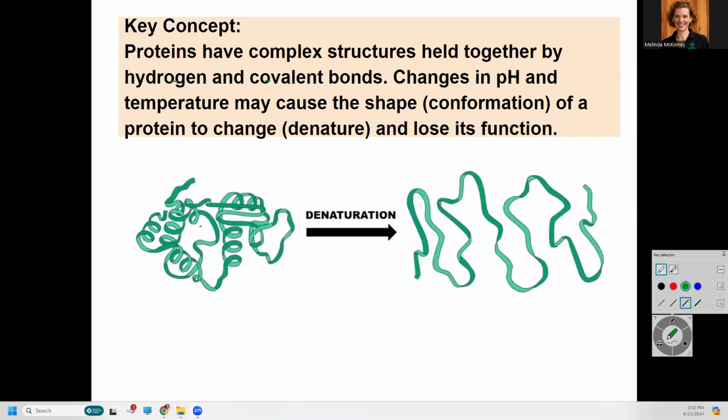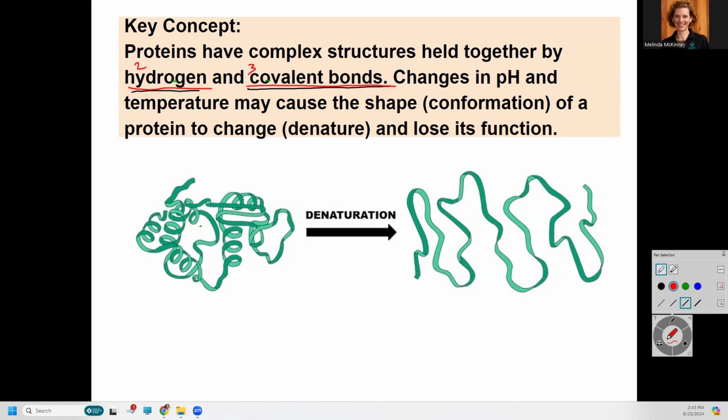Bio 181, chapter 3, key concept is on proteins. So proteins have these very complex structures. They're held together by both hydrogen and covalent bonds. So remember, this would be like that secondary structure. This is the tertiary structure, the third level of structure.